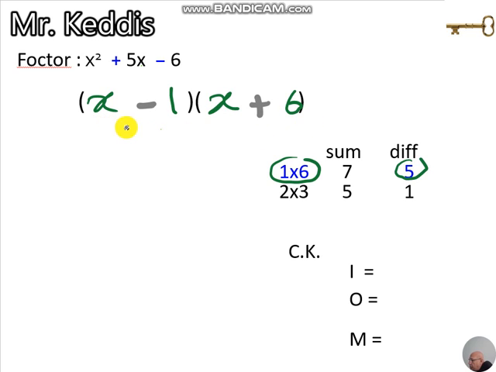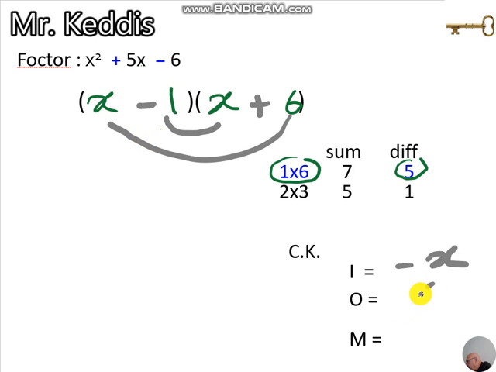When I multiply these two binomials, I am supposed to get this trinomial back. x times x, I get x squared. This is correct. Last times last, negative 1 times positive 6, I get negative 6. I need to make sure the middle term is positive 5x. The inner product is negative x. The outer product is positive 6x. When I combine them, I get 5x. Yes, this is positive and this is positive, so my answer is correct. If it's not correct, if this is negative, I just need to switch the signs here.